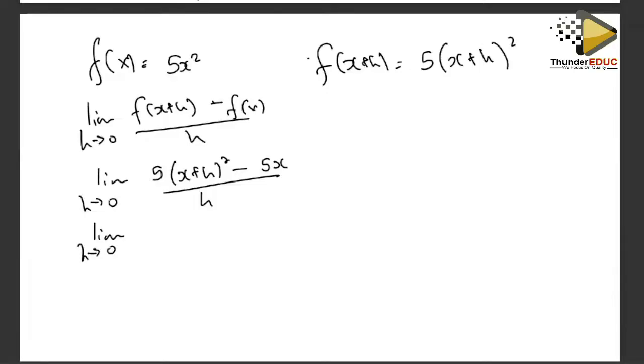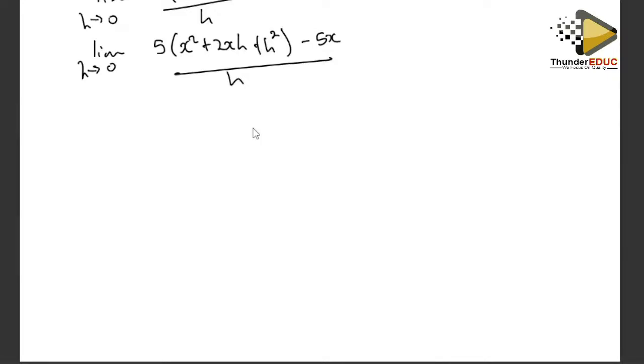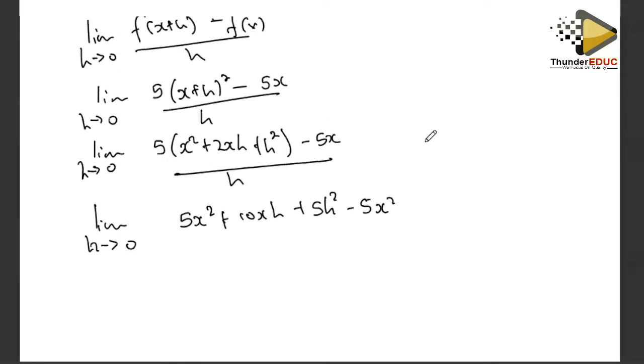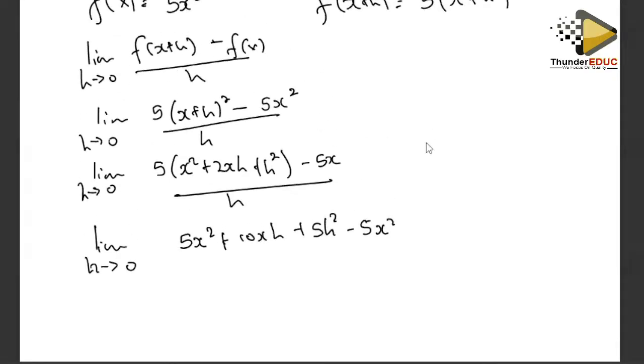Limit as h tends to 0, you open that up. So it's going to be x squared plus 2xh plus h squared, minus 5x squared, over h. Open the brackets, we keep the limits flowing, h tends to 0: 5x squared plus 10xh plus 5h squared minus 5x squared. Why am I having just a 5x? It's supposed to be squared. So at any one point, the f of x needs to cancel, and you're only left with that.